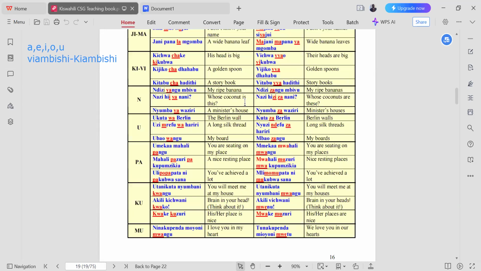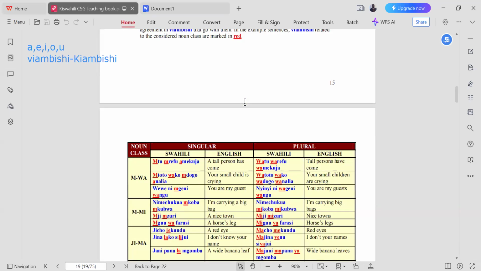We have the second noun classification. That's the same as us. Really? Yeah, the M and wa. Give me an example of that. Mtu, watu. Mtu is one person. Watu is many persons. So wa is the plural, M is the singular.